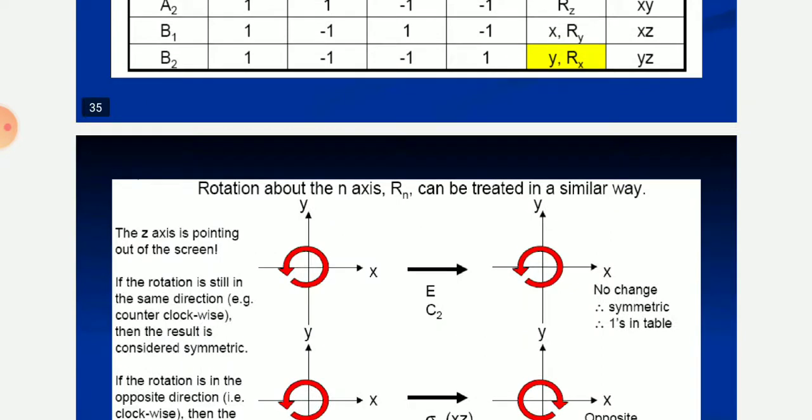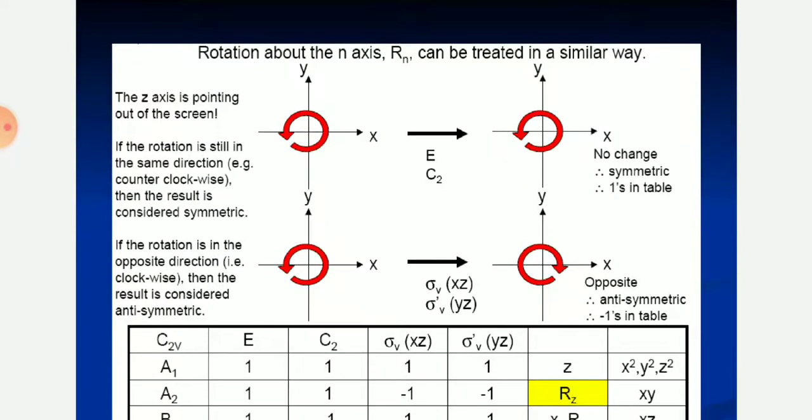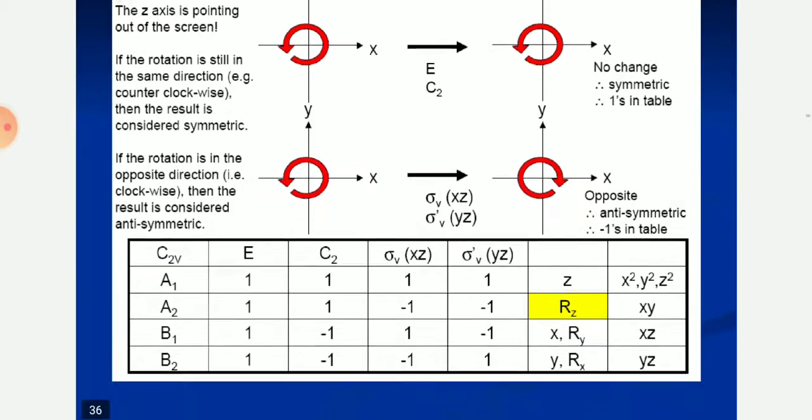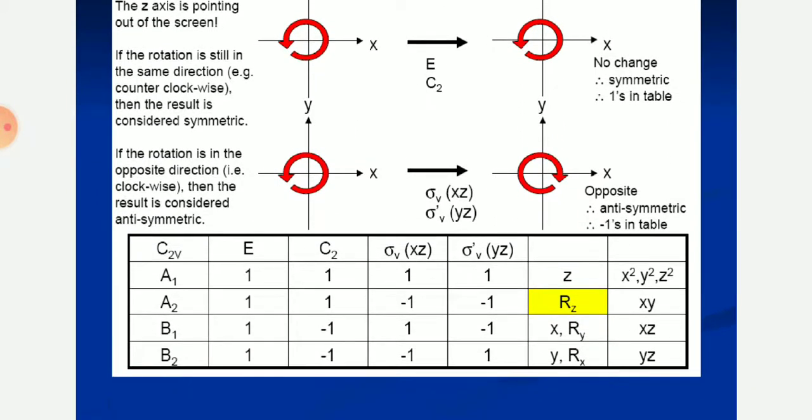Okay, so rotation about the n-axis, Rn, can be treated in a similar way. You can see here that for the rotation Rz, if you do the operation E and C2, there is no change in the symmetry, so the character will be 1. And if you do the operation sigma v xz and sigma v yz, there is a change, so the character is -1 in the character table.